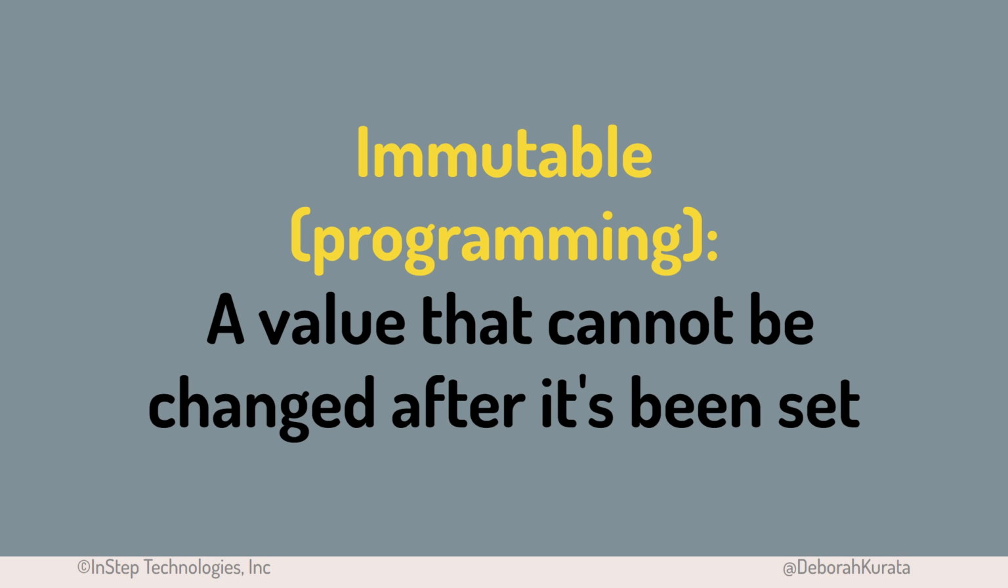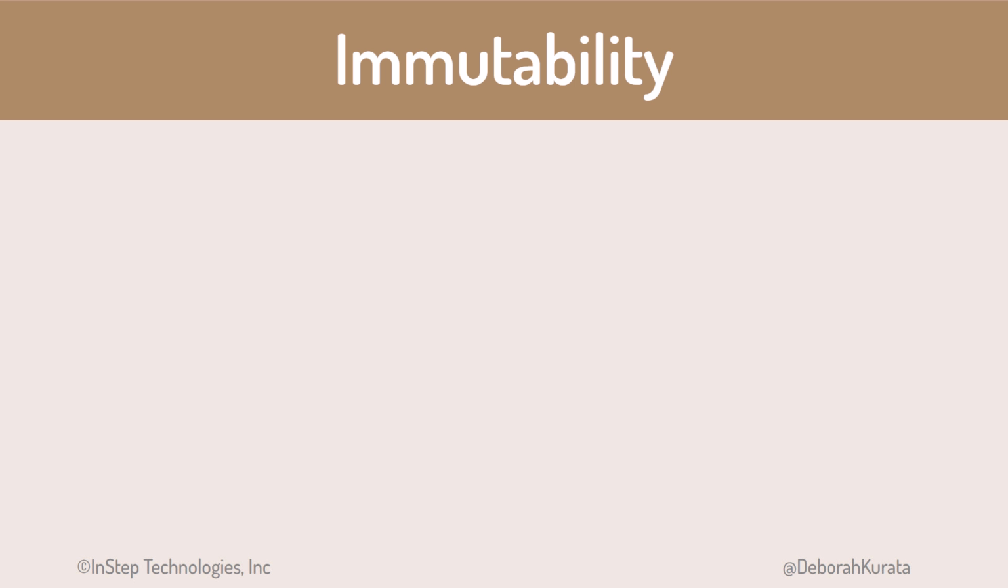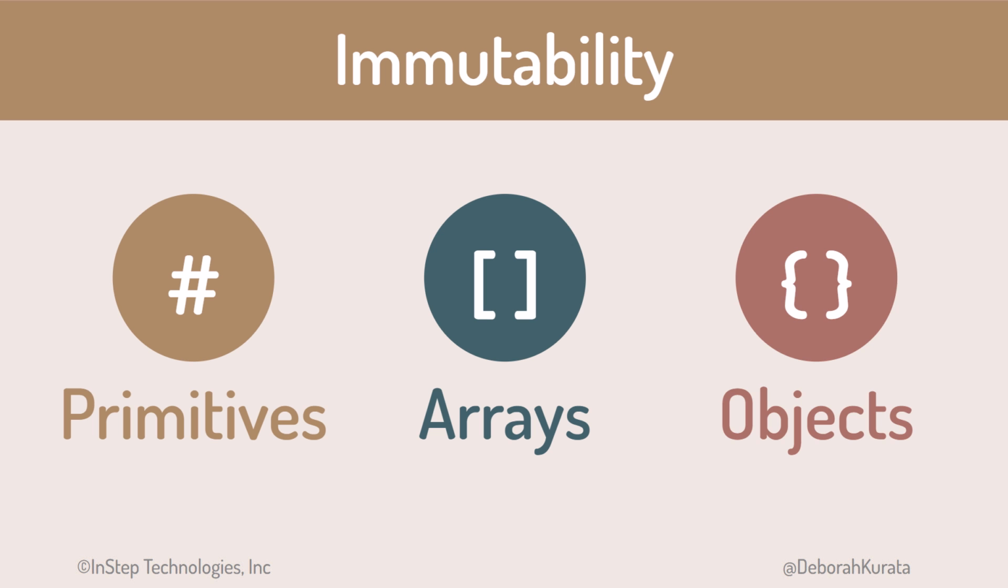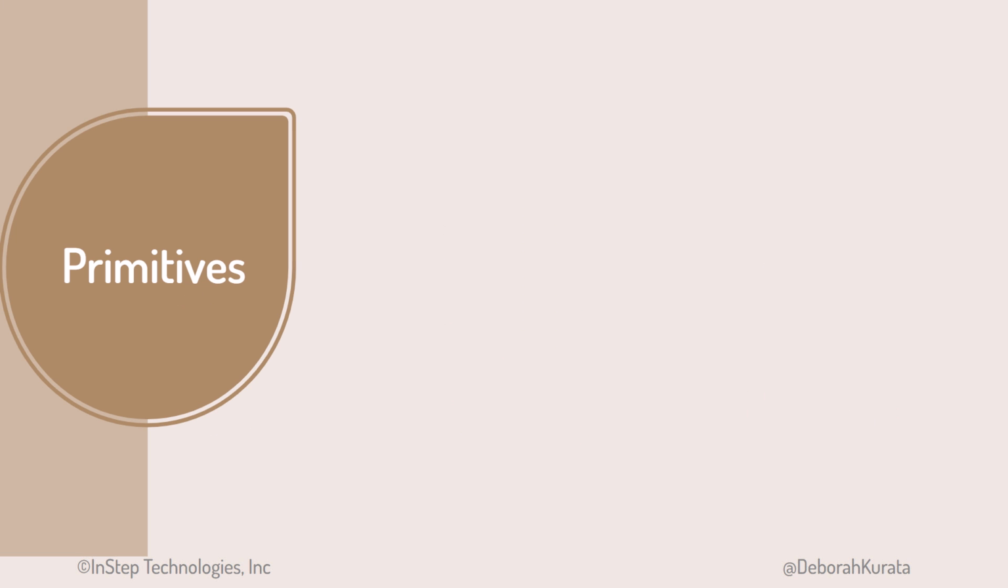But most programs require creating, updating, and deleting data. So why would we ever want to work with data that can't be changed? In this video, we look at immutability of primitives, arrays, and objects with JavaScript examples, and we enumerate why immutability is important for programming. Let's start with primitives.